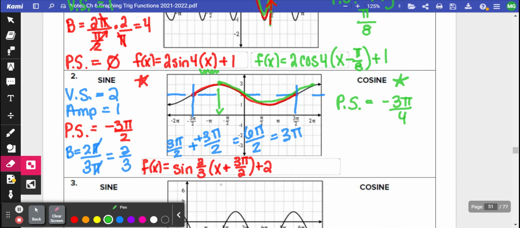Everything in the other equation will be the same except for what is going on inside our parentheses. So we have f of x equals the cosine of 2/3 of x. And now our phase shift was this, so we put plus 3 pi over 4, plus 2 on the outside of the parentheses. And we're all done.